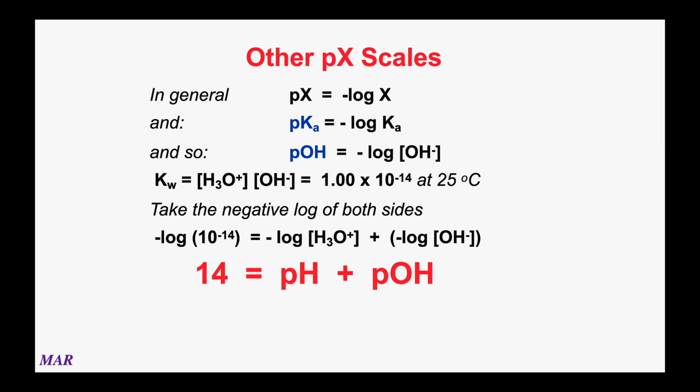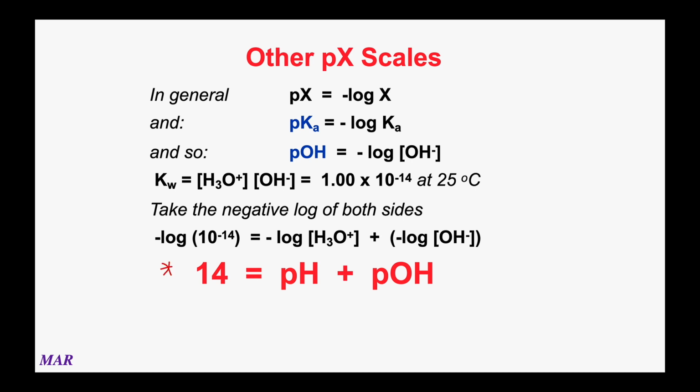You can break up minus log hydronium times hydroxide into minus log hydronium plus minus log of hydroxide. This is a reason why people like using logarithms in science. And that equals then minus log of Kw, minus log of 10 to the minus 14th. Minus log of 10 to the minus 14th is just 14. And minus log of hydronium is pH. And minus log of hydroxide is pOH. Lo and behold, 14 equals pH plus pOH is going to be something pretty important.